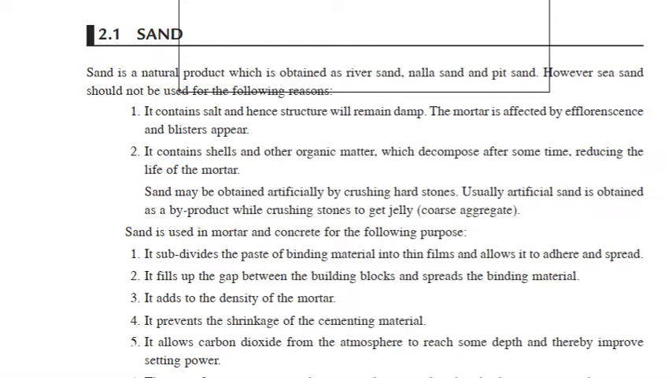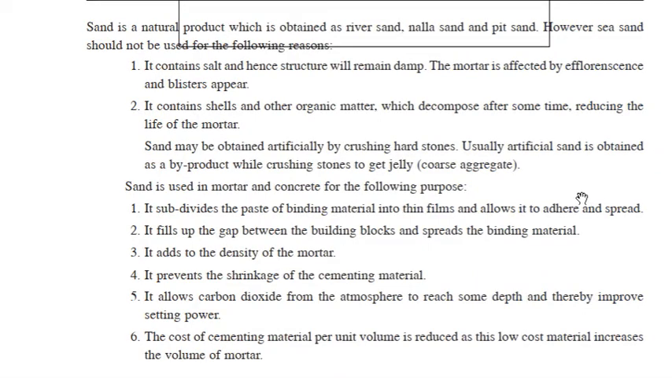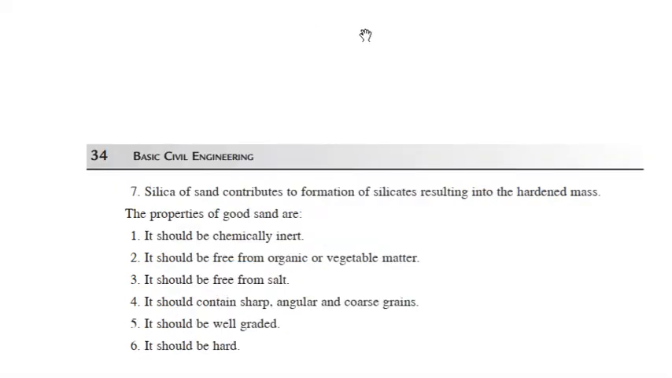3. It adds to the density of the mortar. 4. It prevents the shrinkage of the cementing material. 5. It allows carbon dioxide from the atmosphere to reach some depth and thereby improve setting power. 6. The cost of cementing material per unit volume is reduced as this low-cost material increases the volume of mortar. 7. Silica of sand contributes to formation of silicates resulting in the hardened mass.